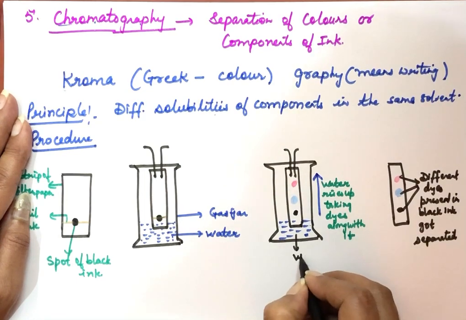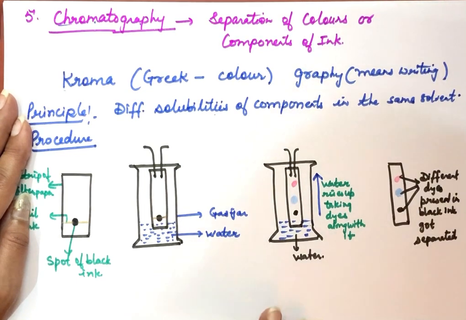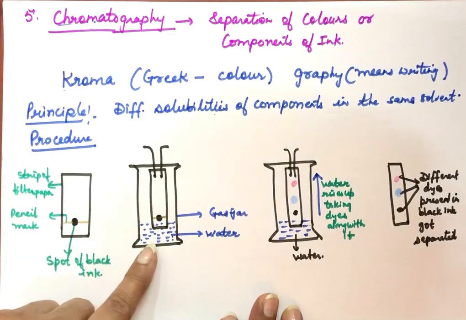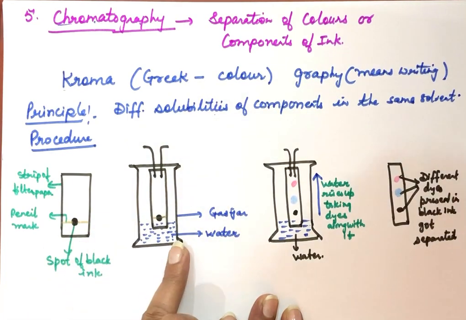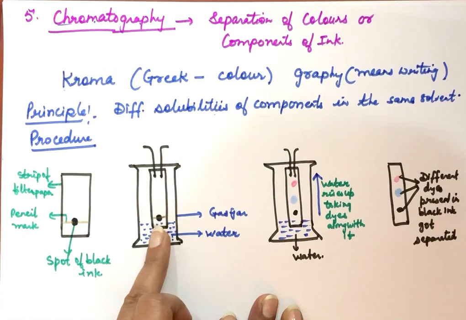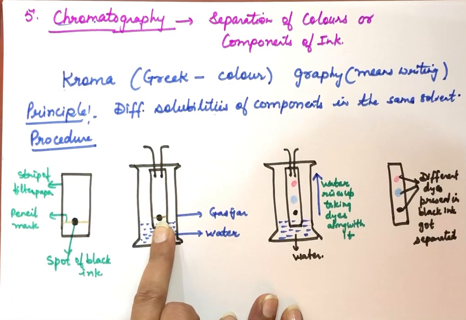So this is the method that we use to separate mostly the colored components from a mixture, but this can be used even for the colorless as well as for the colored components nowadays. Chromatographic paper is taken here, and on this paper we'll take a drop of the mixture that we want to separate into its components.